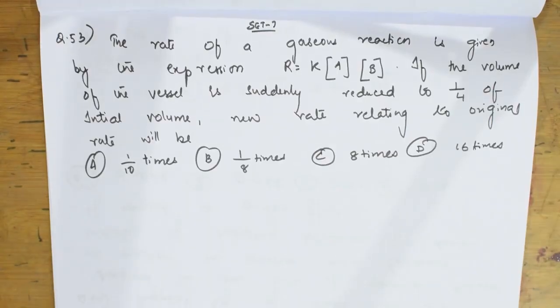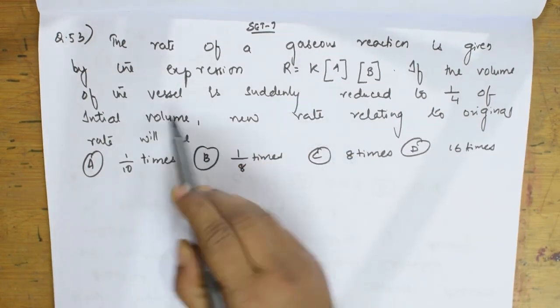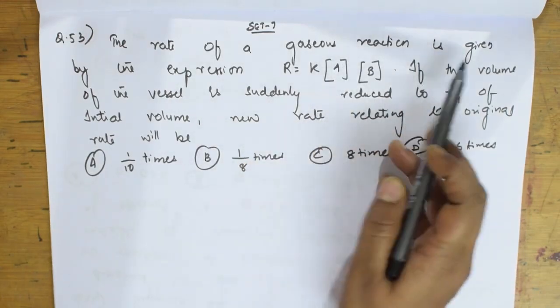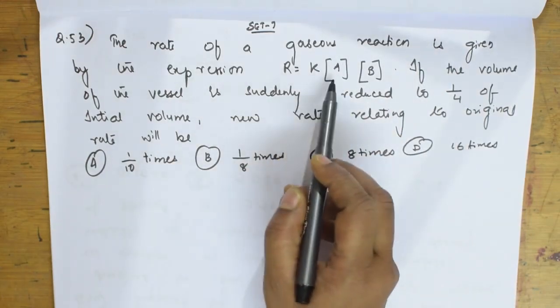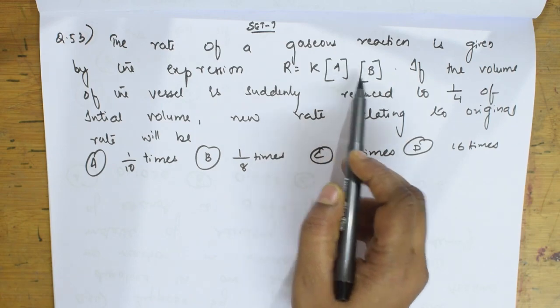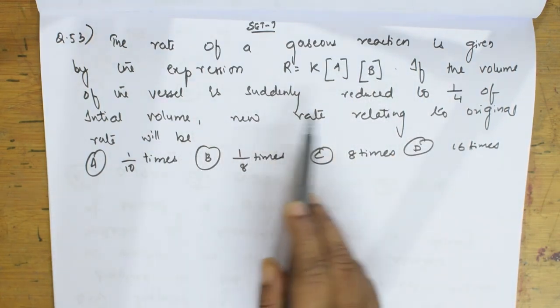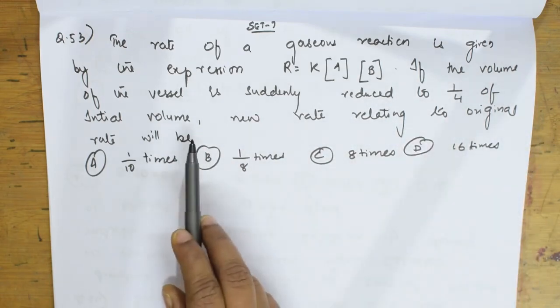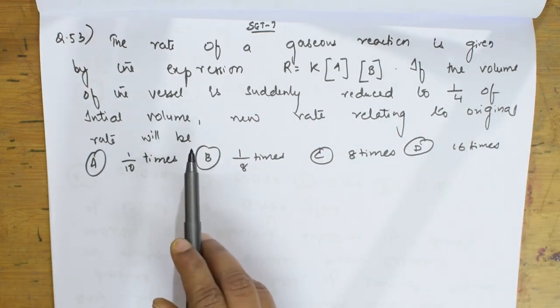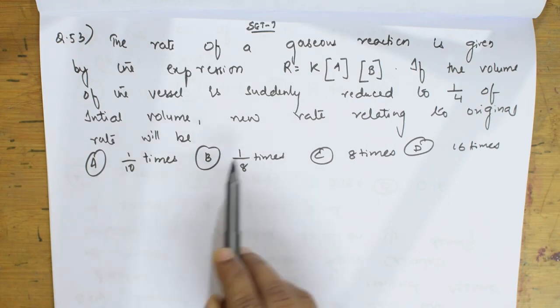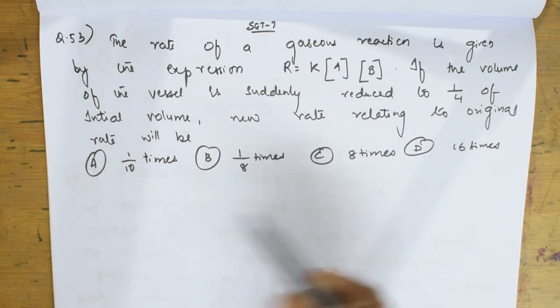Now let's come back and do the next question. Basically this is a chemical kinetics chapter of grade 12. What do they give us? The rate of a gaseous reaction is given by the expression R is equal to K into concentration of A reactant into concentration of B reactant. If the volume of the vessel is suddenly reduced to 1/4 of its initial volume, the new rate relative to the original rate will be what?